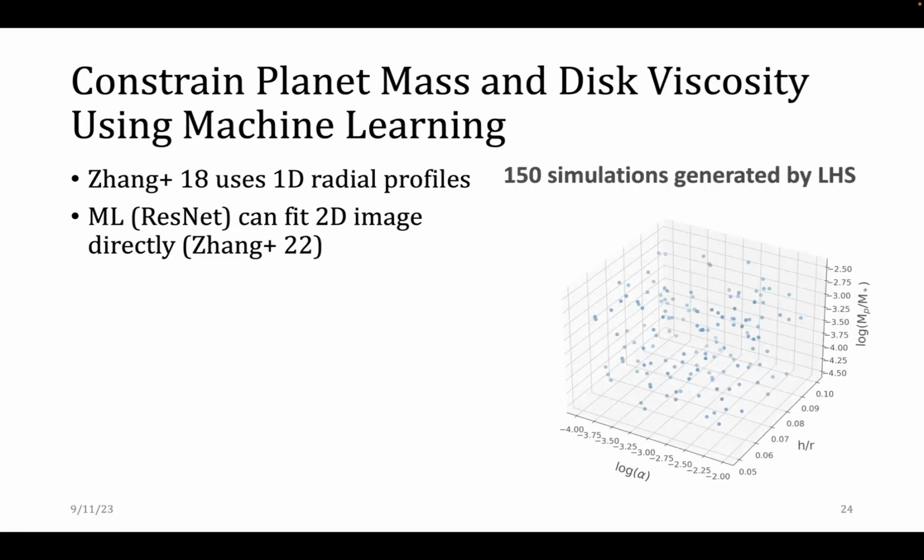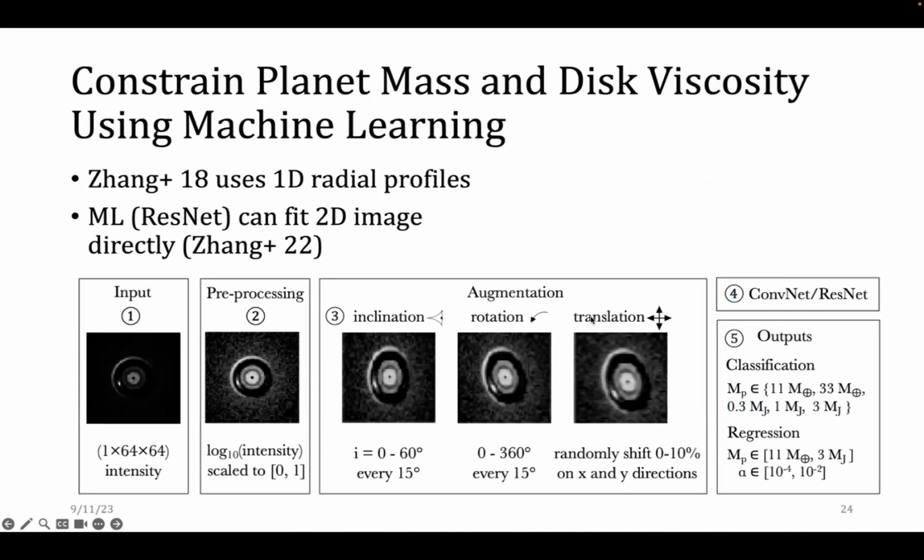So what we did is that we ran 150 more simulations generated by Latin hypercube sampling on alpha, H/R, and planet mass, this parameter space. And then we do some processing of the images and augmentation.